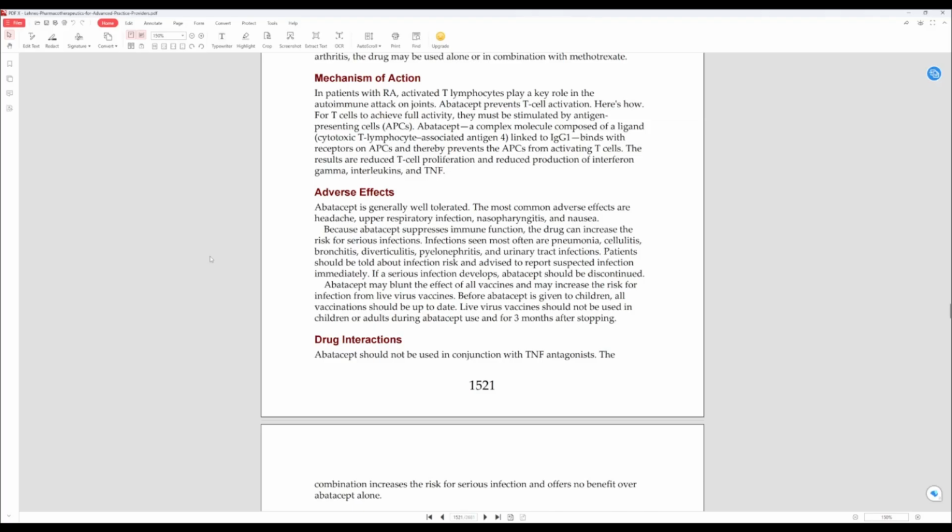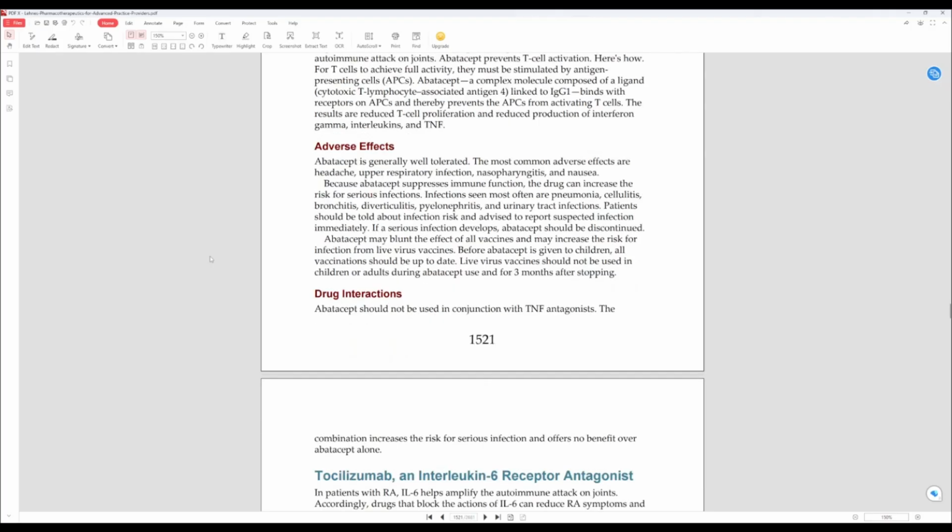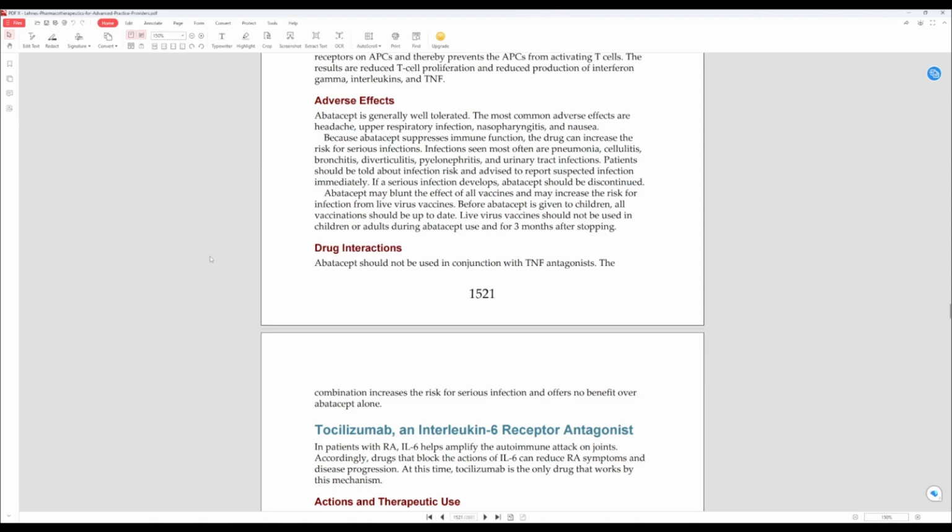The results are reduced T-cell proliferation and reduced production of interferon gamma, interleukins, and TNF. So what kind of adverse effects do we see? Abatacept is generally well tolerated. The most common adverse effects are headaches, upper respiratory infections, nasopharyngitis, and nausea.